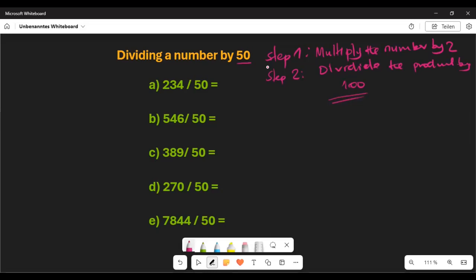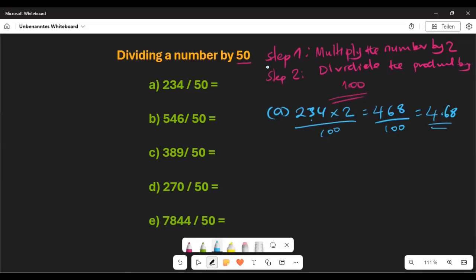So now let's look at A. We have 234 divided by 50. What we're going to do is multiply that number by 2, and then divide by 100. A quick calculation: 2 multiplied by 2 is 4, 2 multiplied by 3 is 6, 2 multiplied by 4 is 8. Now we divide the product by 100, so we have 4.68 as our answer.